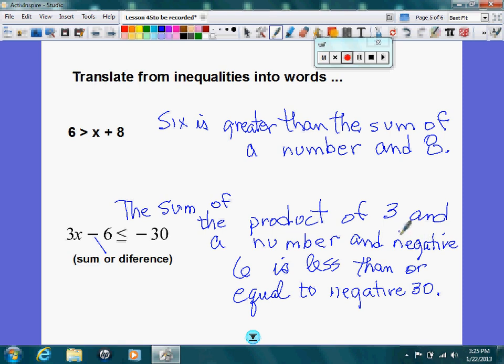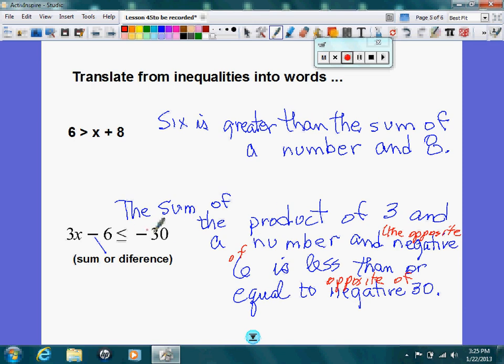We could say the opposite of 6. So we could have said that. Okay. We could have said the opposite of 6 is less than or equal to the, instead of the negative 30, the opposite of 30. We could have said that.